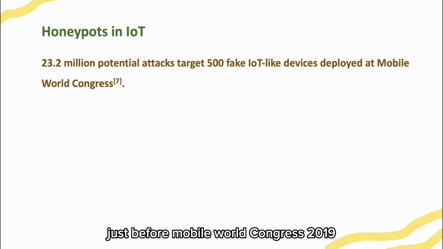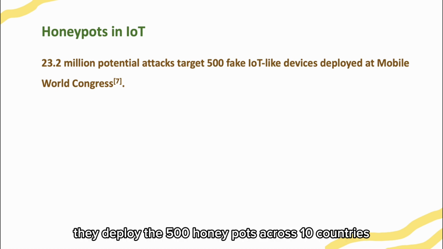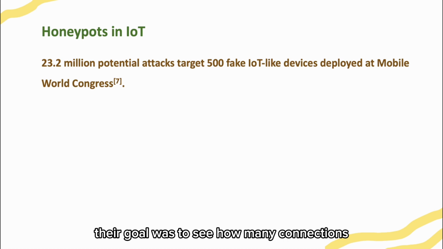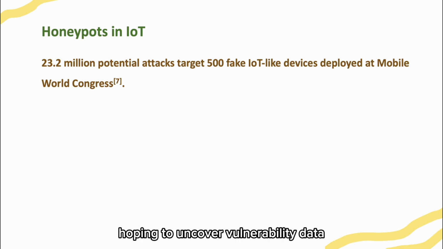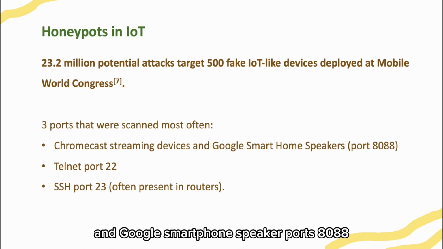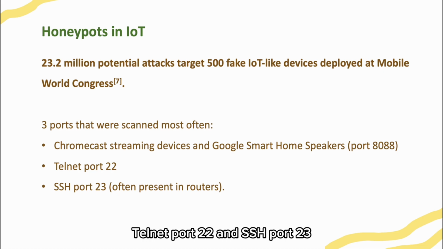Just before Mobile World Congress 2019, security researchers launched a project. They deployed 50 honeypots across 10 countries, running throughout the 4-day event and beyond. Their goal was to see how many connection attempts attackers would make to these honeypots, hoping to uncover vulnerability data. In the end, the team recorded 23.2 million potential attacks. According to their results, 3 ports were scanned most often: port 8088, used by Chromecast streaming devices and Google Smart Home Speaker, Telnet port 23, and SSH port 22, which are often present in routers.